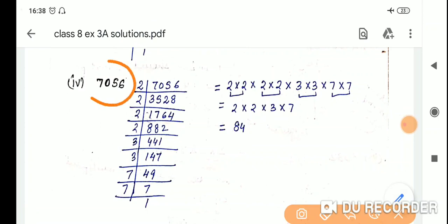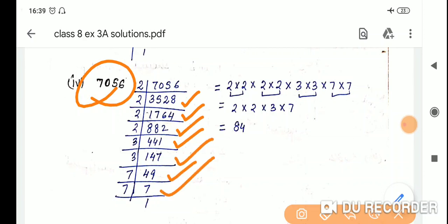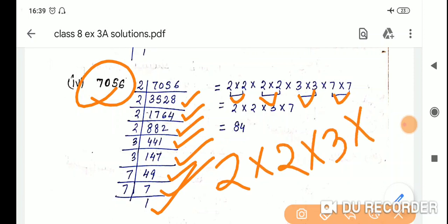Okay, now coming to the next part, 7056. So 2 से गया 3528 times, then again 2 से गया 1764 times, then 2 से गया 882 times, then 2 से गया 441 times, then 3 से गया 147 times, then again 3 से गया 49 times, and 7 से गया 7 times, 7 से गया 1 time. 2 का पेयर है, अगेन 2 का पेयर है, अगेन 3 का पेयर है, 7 का पेयर है. सो 2 into 2 into 3 into 7.